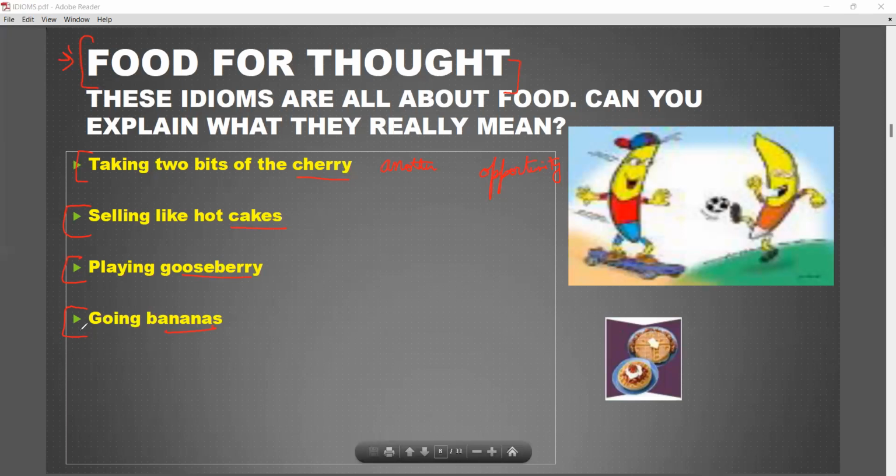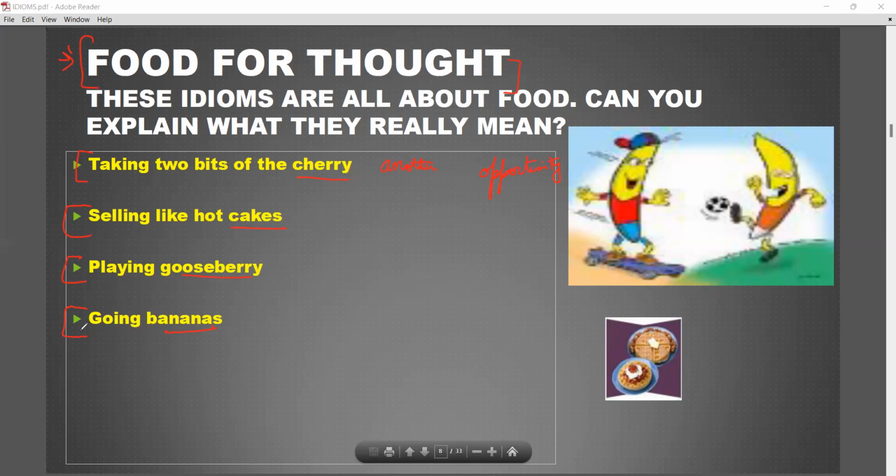Somebody asked me why it is going bananas only and why it is not going grapes. I personally do not have any particular reason or justification for this, but I can assure you that these are things that have been going since an old period, an old adage I would rather say. So they have some kind of logic behind them. The idioms you have to take as they are.